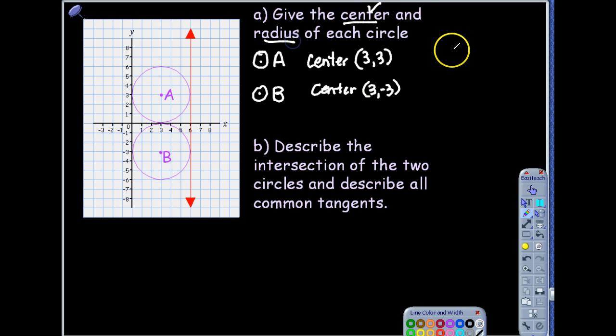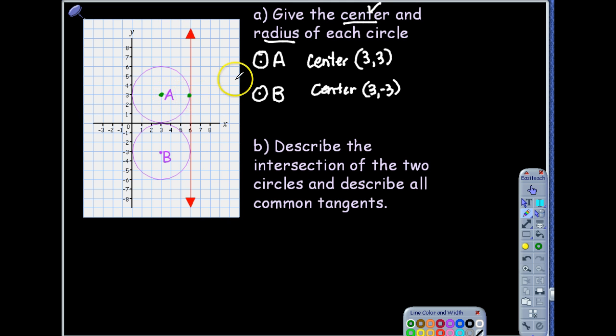Now we need to find the radius of each circle. The radius, by definition, is the distance or segment from the center to a point on the circle, so we could draw it anywhere. Let's make it easy for ourselves and use either a horizontal or a vertical. If I start at the center here and go straight to here, this would be easy to count.